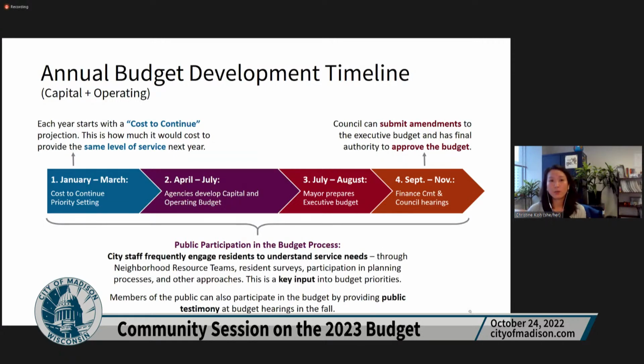Throughout the year, there are formal and informal ways for the public to participate in budget development. One is that many city staff engage directly with residents to understand service needs. That can be through groups like neighborhood resource teams, through resident surveys, through planning meetings and other community engagement efforts. And these are really key inputs into budget priorities because it lets agencies know what the current needs are, what issues the public is bringing to the table. And then another formal mechanism is for members of the public to participate in the budget through public testimony, which occurs at several meetings, both through the Finance Committee and Common Council.